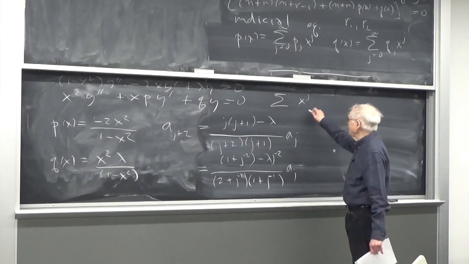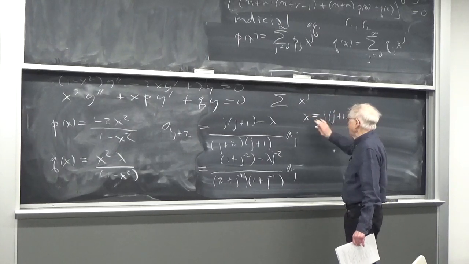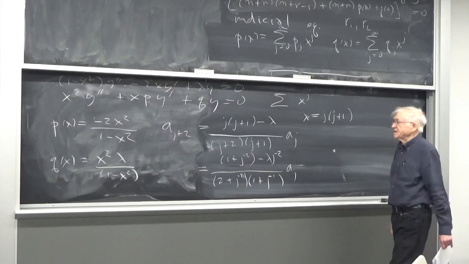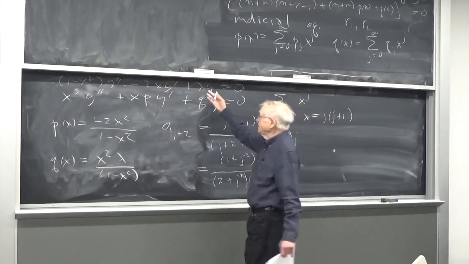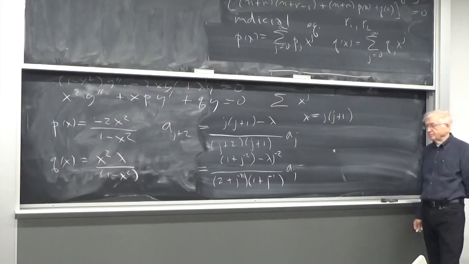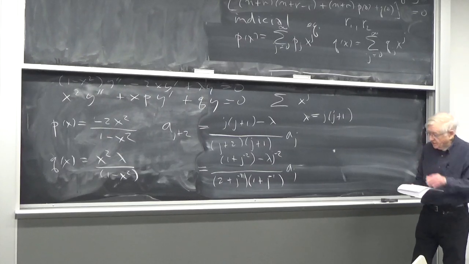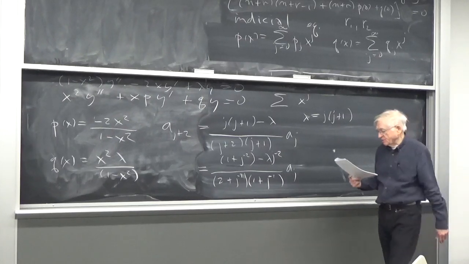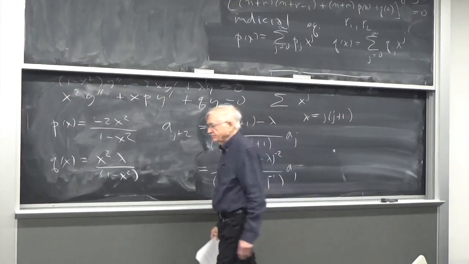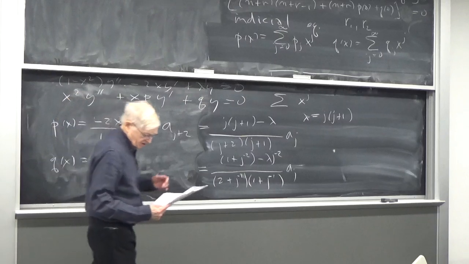And of course it terminates if lambda is equal to j times j plus 1. And so that's the statement that the eigenvalue lambda has to be an integer times the integer plus 1. And then one finds the Legendre polynomials, and these of course are described in more detail in the later chapter of the book.